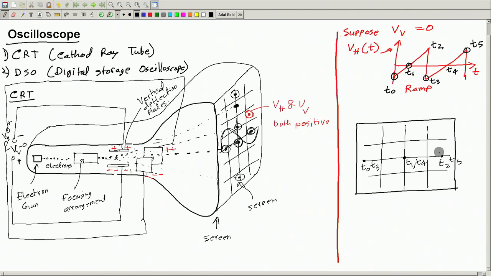Now, say what we do, we apply simultaneously a voltage between these two plates. Okay. So, let us apply voltage V simultaneously. Previously it was 0. Okay. And how will V vary?